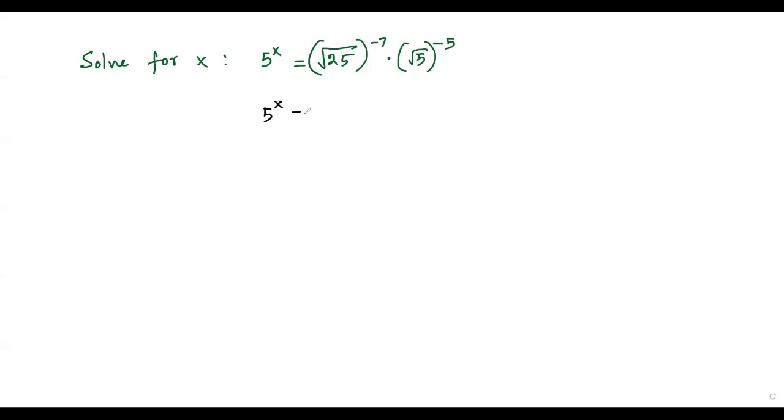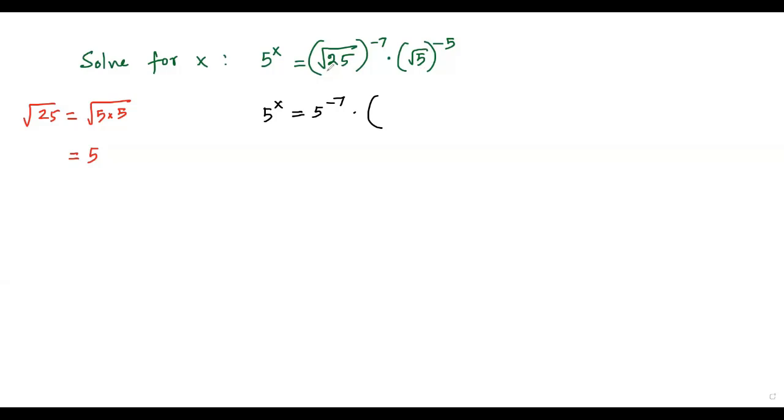5 to the x power equals, and we already know that the square root of 25 can be written as the square root of 5 times 5. Whenever two equal numbers are multiplied inside the square root, one number will come out. So the square root of 25 equals just 5. Now we can replace the square root of 25 by just 5, and we have the exponent negative 7 over here, 5 to the negative 7th power. And here we have the square root of 5, and this square root can be written as an exponent because we cannot simplify this square root as we did for the square root of 25.